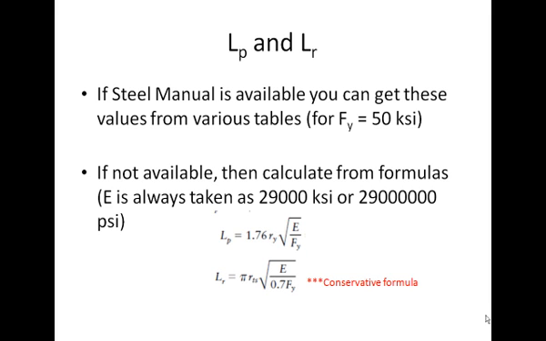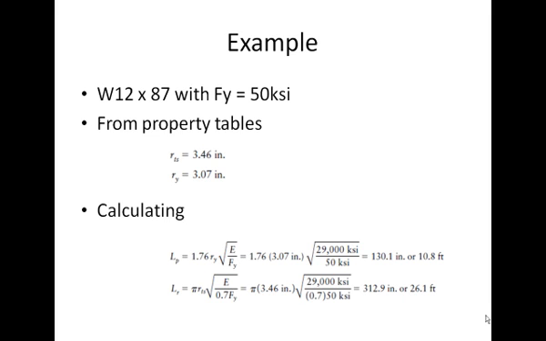The actual values for LR in the steel manual are based on this longer formula, but for our purposes the shorter formula is okay. An example of how to calculate LP and LR are as shown here. You can get the values for RY and RTS from the property tables. Modulus of elasticity is always 29,000 KSI. You can plug these values into the appropriate formulas.